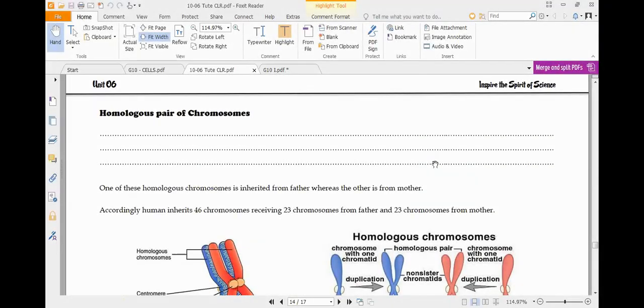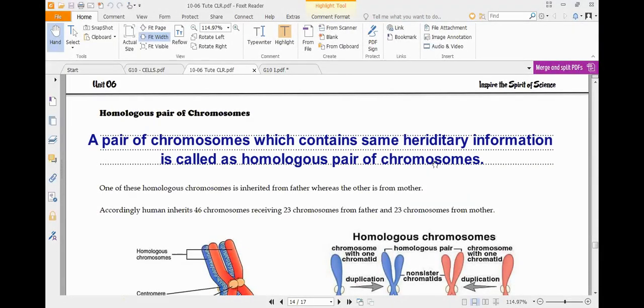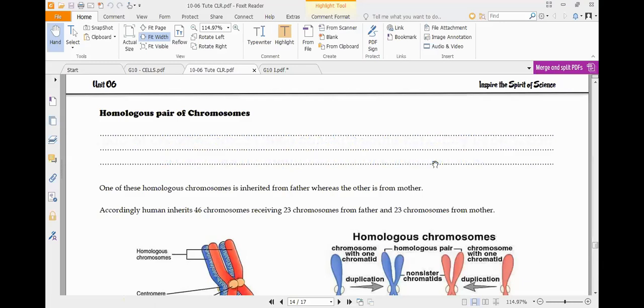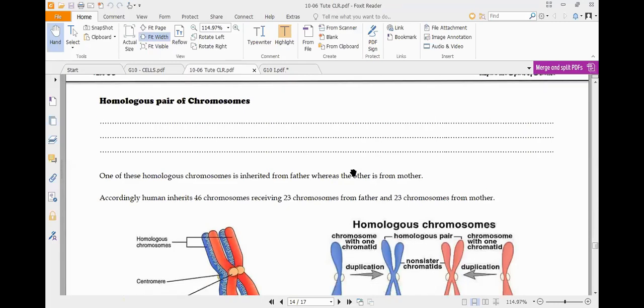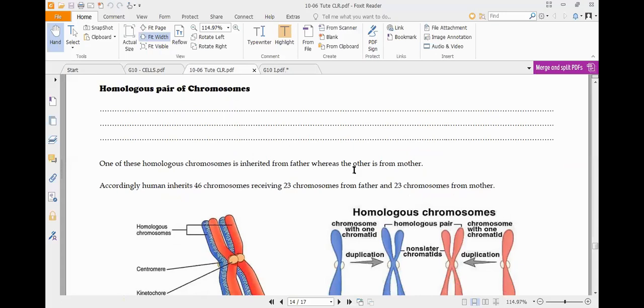Now, homologous pair of chromosomes. What is this homologous pair of chromosomes? That is the chromosomal pair having the same hereditary information, same inherited characteristics. So as I said earlier, both of them have the same hereditary information, and that is what will be transmitted from generation to generation. These are what we term as homologous pair of chromosomes. One of these homologous chromosomes is inherited from the father while the other is from the mother. Accordingly, a human inherits 46 chromosomes, receiving 23 chromosomes from the father and 23 from the mother.